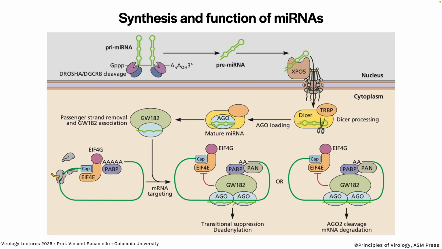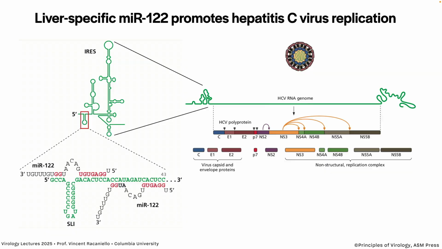And they can also cause mRNA degradation. So these Argonautes bound to the siRNAs have an endonuclease that can cut up the RNA. So these microRNAs are involved in gene regulation in the cell and also in virus-infected cells.